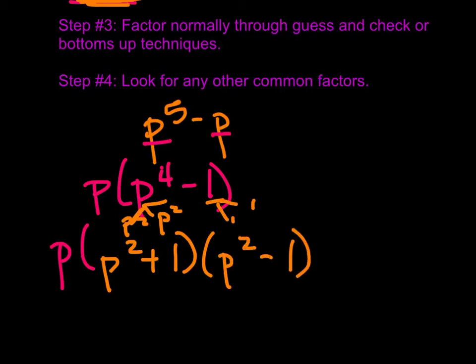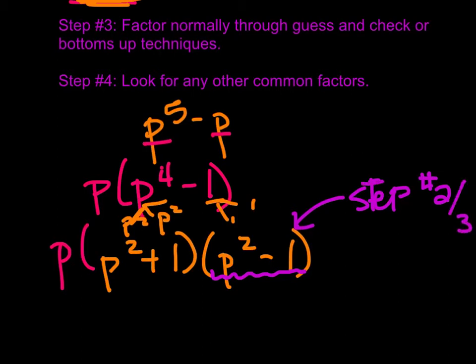And if we were then to go on and say, okay, let's look at step 3 now, do we need to factor anymore? Do we need to do guess and check, bottoms up? You might see, oh no, I'm set, I've got everything taken care of. But I want to bring your attention to this baby. P squared minus 1. We can still do step 2 with this. We could also do bottoms up with it. We could do step 2 or step 3. So technically, this is not completely factored.